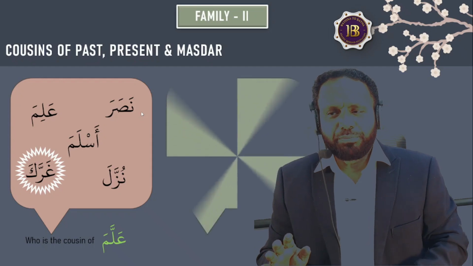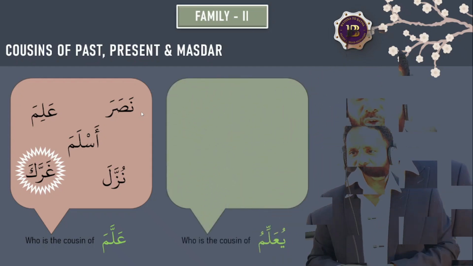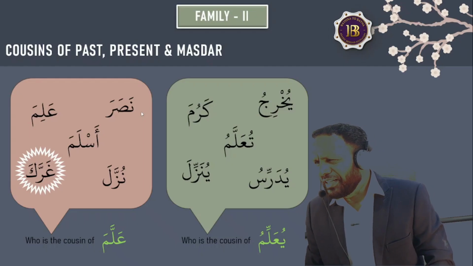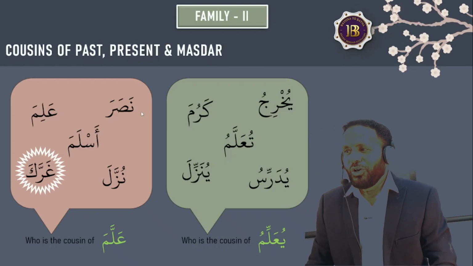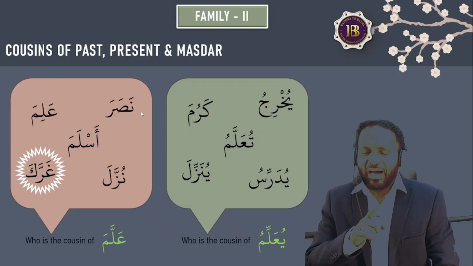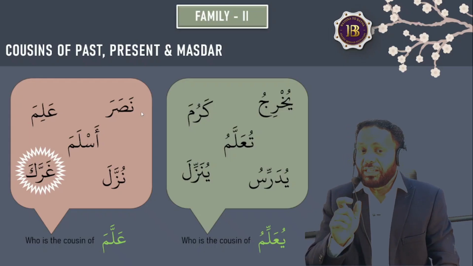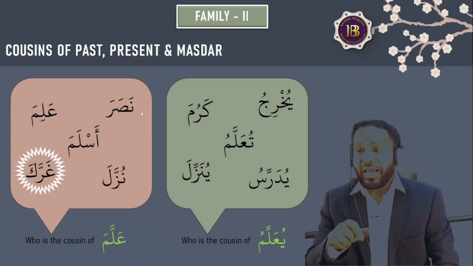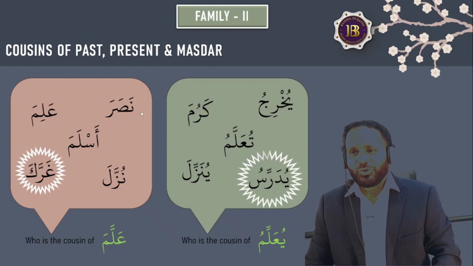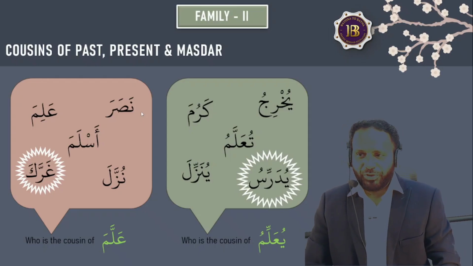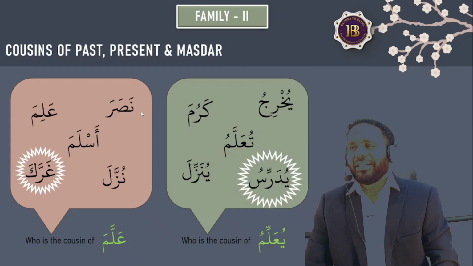Okay? Now try to recognize the pattern for yuallimu. Who is the cousin of yuallimu in this? No. Yunazzila is ending in fatha. Again, you are making the mistake. Don't look just at the beginning. Don't look just at the ending. Don't look only at the middle. Everything should match. That is yudarrisu. Yudarrisu, again with kasra. Okay? That is the cousin.